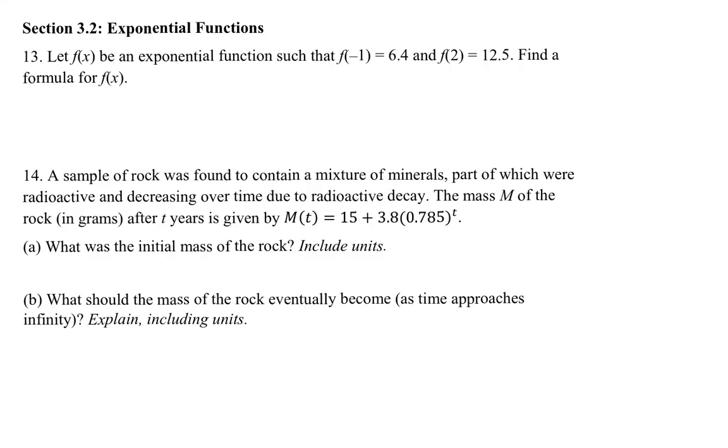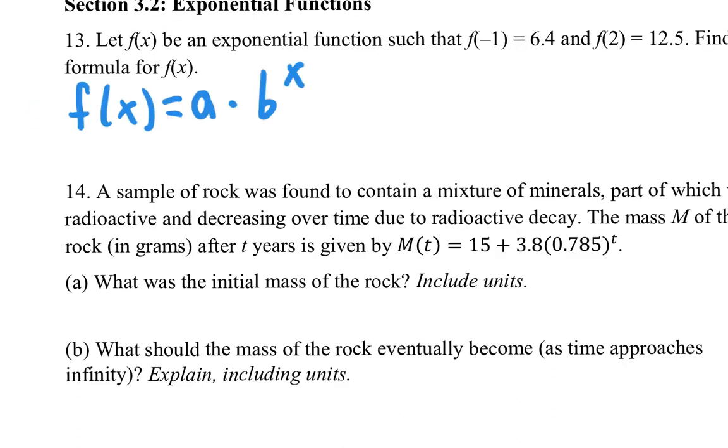Okay, so for this next one, we are told that f(x) is an exponential function such that f of negative 1 is 6.4 and f of 2 is 12.5. Find a formula for f(x). Well, first I'm going to write down what the general formula for this is, which is going to be f of x equals a times b to the x. And I can also use our initial information. So I know if I plug in negative 1 for my x, I get out 6.4. So it means that 6.4 equals a times b to the negative 1.